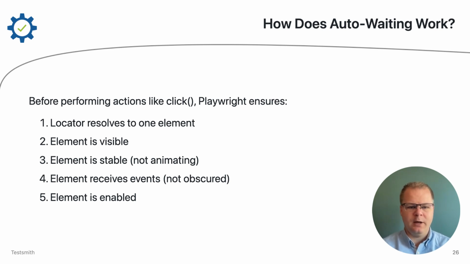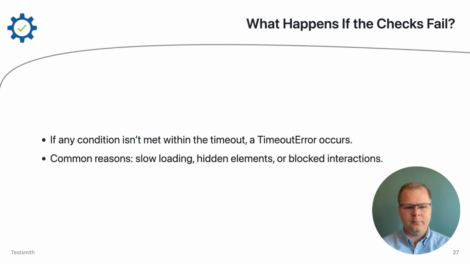4. The element must not be covered or obscured by other elements, ensuring it can properly receive the click event. 5. Finally, the element must be enabled and interactable, not disabled or inactive. If any of these checks do not pass within a specified timeout period, the action fails, and you'll receive a timeout error. This helps catch issues like elements loading too slowly or being dynamically altered on the page.